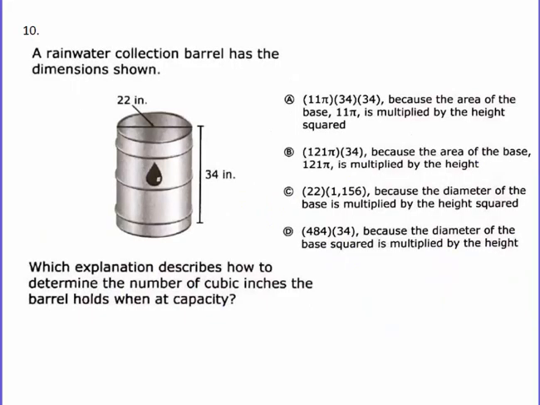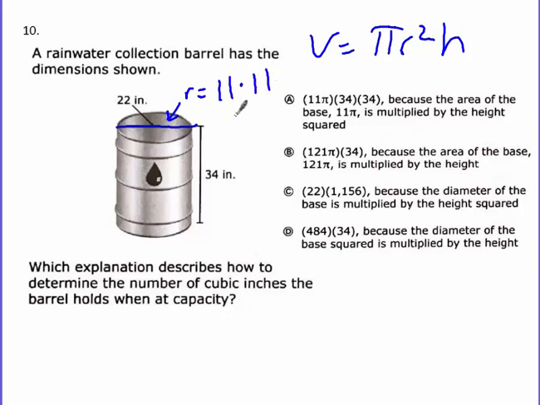It says, a rainwater collection barrel has the dimensions shown. Which explanation describes how to determine the number of cubic inches the barrel holds when at capacity? Well, we know to do this cylinder that volume is equal to pi r squared, because we've got a circle for a base, times h. So I need a pi, a radius times a radius, and then an h. Well, if the diameter is 22, then that means my r is equal to 11. So r squared would be 11 times 11, which is 121. So that's what I'm looking for.